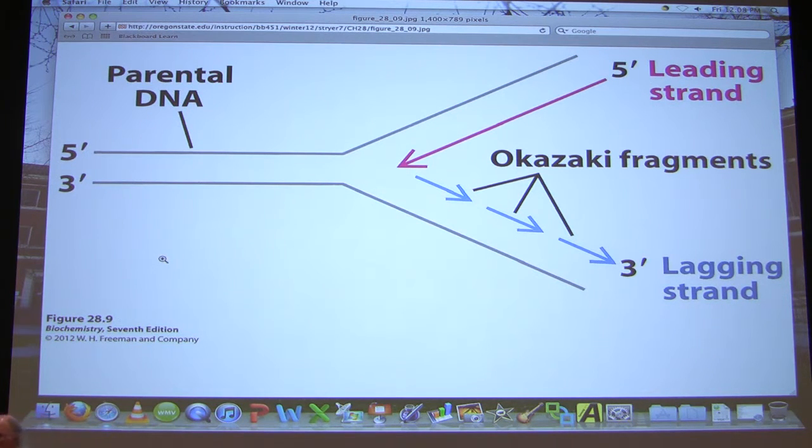Now, this basic process that I've just described to you works in human beings as well as in bacteria and every living system on Earth. Okay? The enzymes have different names. We're not going to worry about the names. We're going to, for the most part, focus on the names in the E. coli. Okay? Well, so that's what DNA polymerase I does.